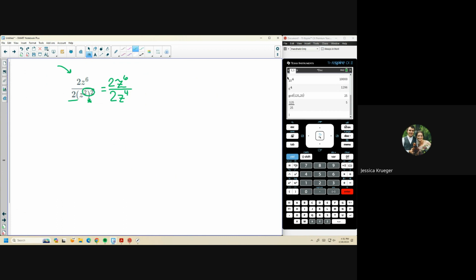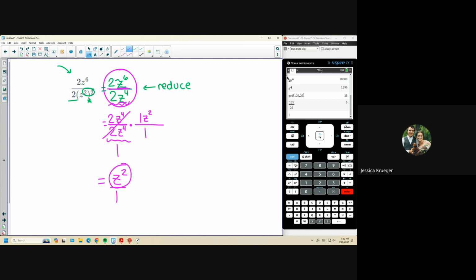And now I have to reduce this because I notice I've got things in the top and the bottom that are the same. So I'm going to rewrite this fraction. They both have a 2 in common. They both got z's. How many z's do they share between the top and the bottom? It would be z to the 4th. So now I've got to figure out, okay, 2z to the 4th times what would give me 2z to the 6th? Well, that would be 1z squared. And then 2z to the 4th in the bottom times what would give me 2z to the 4th? That would be 1. That reduces to 1, and 1 times z squared over 1 is just z squared over 1, or just z squared. Okay, so that's my answer for that one.